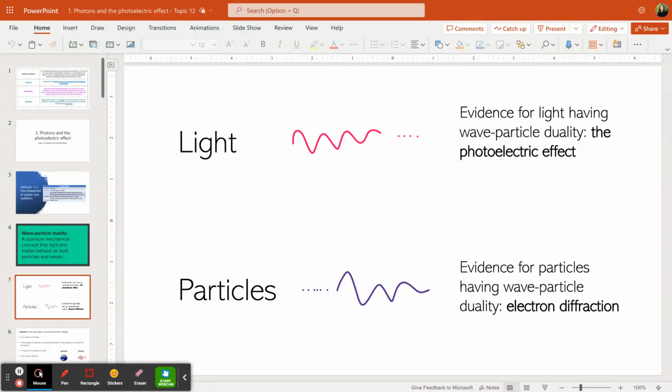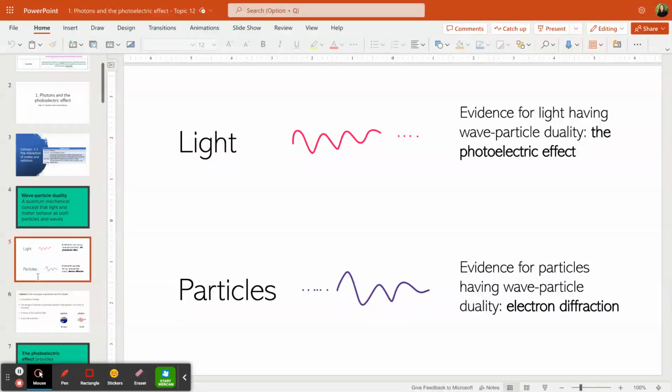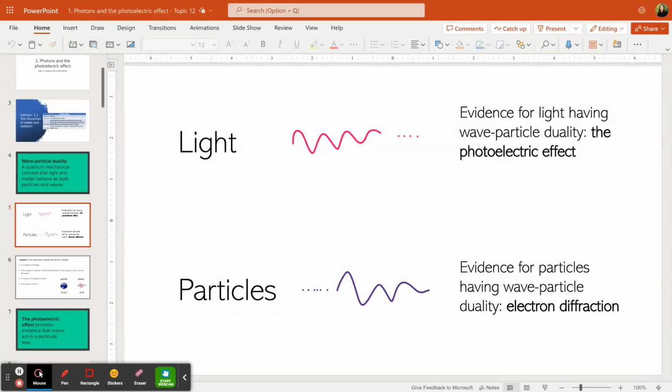So that's the focus of today. And then later in the topic, we will look at electron diffraction, which is evidence for particles having wave-particle duality. And so everything that we do, and we'll go into the nitty-gritty details, what I need you to keep reminding yourself of is that the whole point of learning about this stuff today is to provide evidence for this idea that light is no longer just a wave.